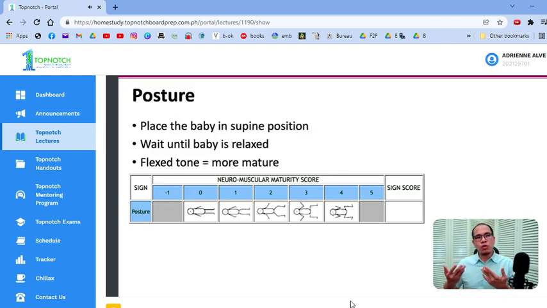So, the posture, okay? How do you check for the posture? You put the baby in supine position, you wait until the baby is relaxed. You do not check the posture habang umiiyak yan, habang gumagalaw yan. Siyempre, pag gumagalaw yan, kala mo ganito yung score niya, baka mamaya hindi pala yun, mas mababa pala. Okay? So, when the baby is relaxed, then you look for the flexion or extension of the extremities. The premise here is that more mature babies, the flexural tone would predominate. So, pag mas naka-flex, mas mature. Pag mas premature yan, mas extended ang kanilang tone.